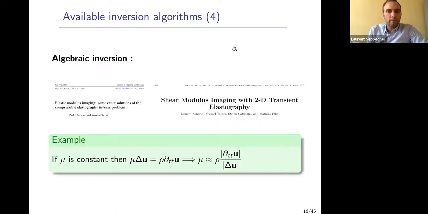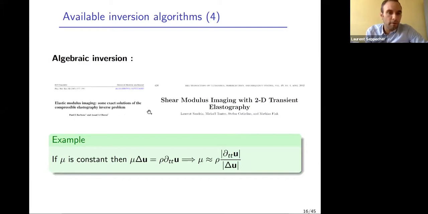And a last algorithm, which is more or less the same as the previous one, but you don't need a perfect wavefront, is also a very simple trick. Using the same technique, you take mu out of the divergence, which is actually not true, but it's true almost everywhere if it's piecewise constant. But the almost everywhere somehow kills the mathematical aspect of this technique. You can write the equation as mu Laplacian of u equals rho d_tt u, and so you can approach mu as the ratio between d_tt u and the Laplacian of u. It also gives quite interesting images of the shear modulus.